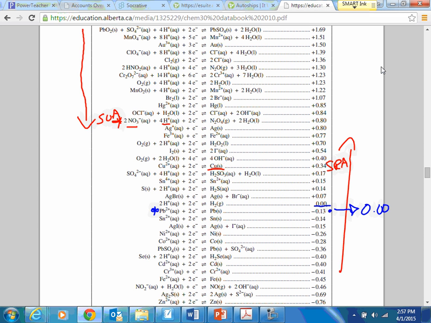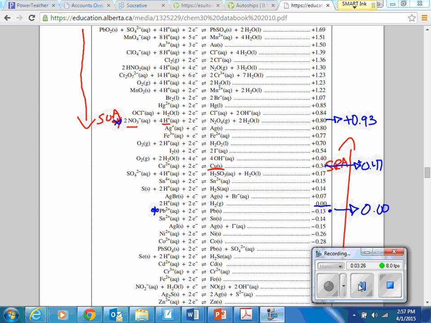So I'm going to take my SOA, and the value of 0.8 is going to become positive 0.93. I'm going to increase it by 0.13. And my SRA, this value of 0.34, is going to increase to become 0.47. So now we have our new values. I've got positive 0.93 and positive 0.47.